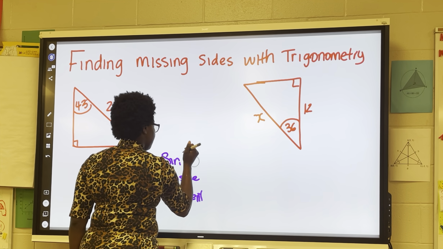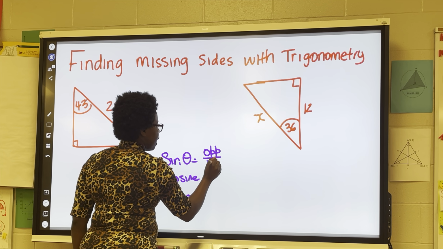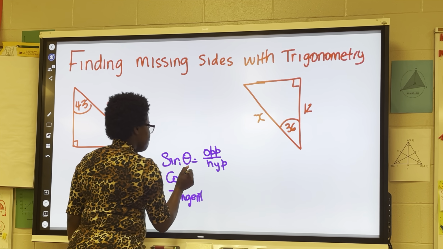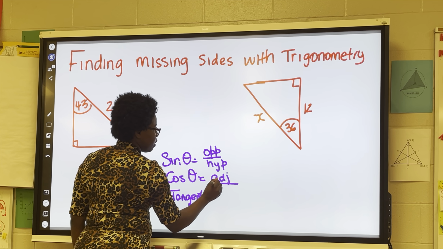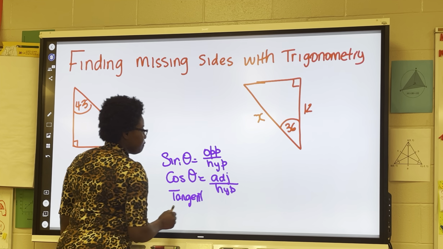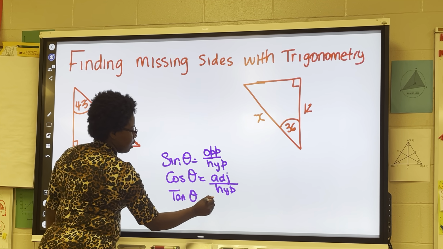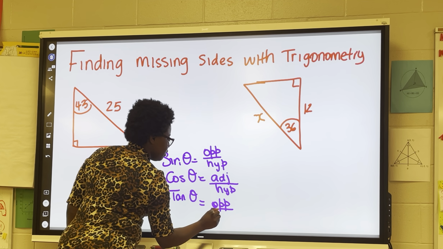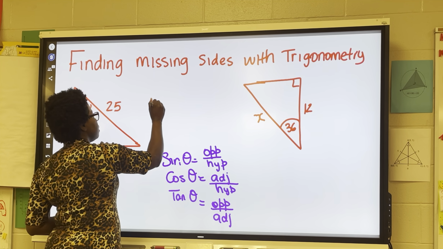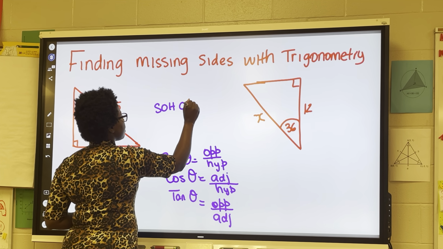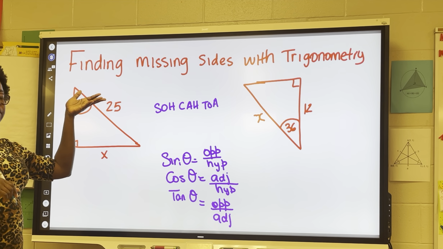For sine of an angle, it's the opposite side over the hypotenuse. For the cos of an angle, it's the adjacent over the hypotenuse. And for the tangent of an angle, it's the opposite over the adjacent. Maybe your teachers will tell you the mnemonic SOHCAHTOA. Once you know this mnemonic, you'll always remember what they are.